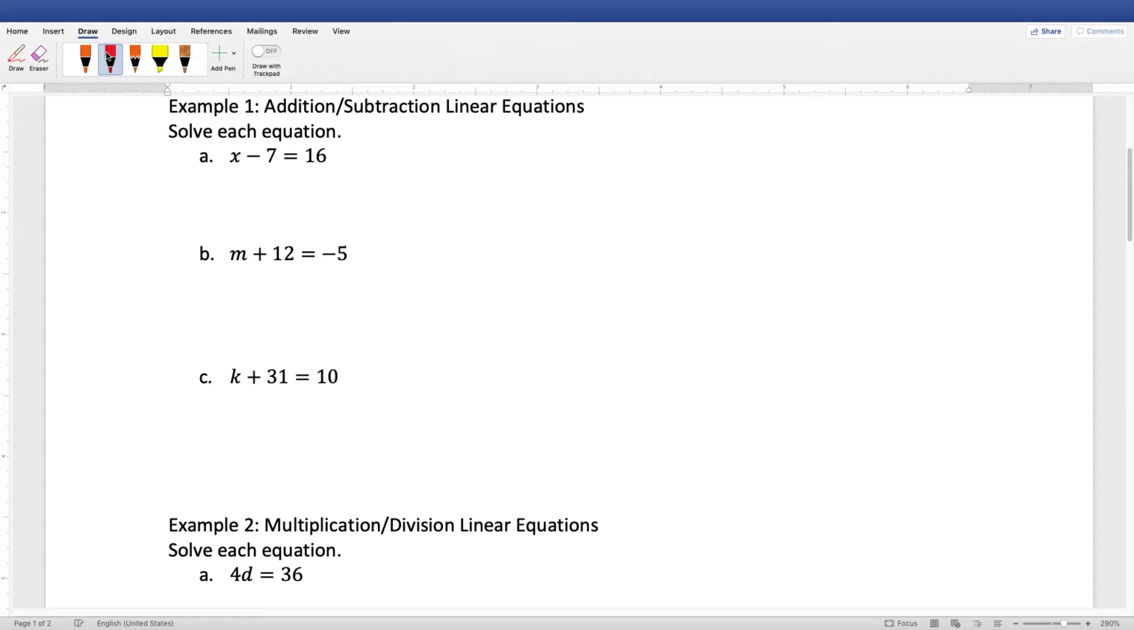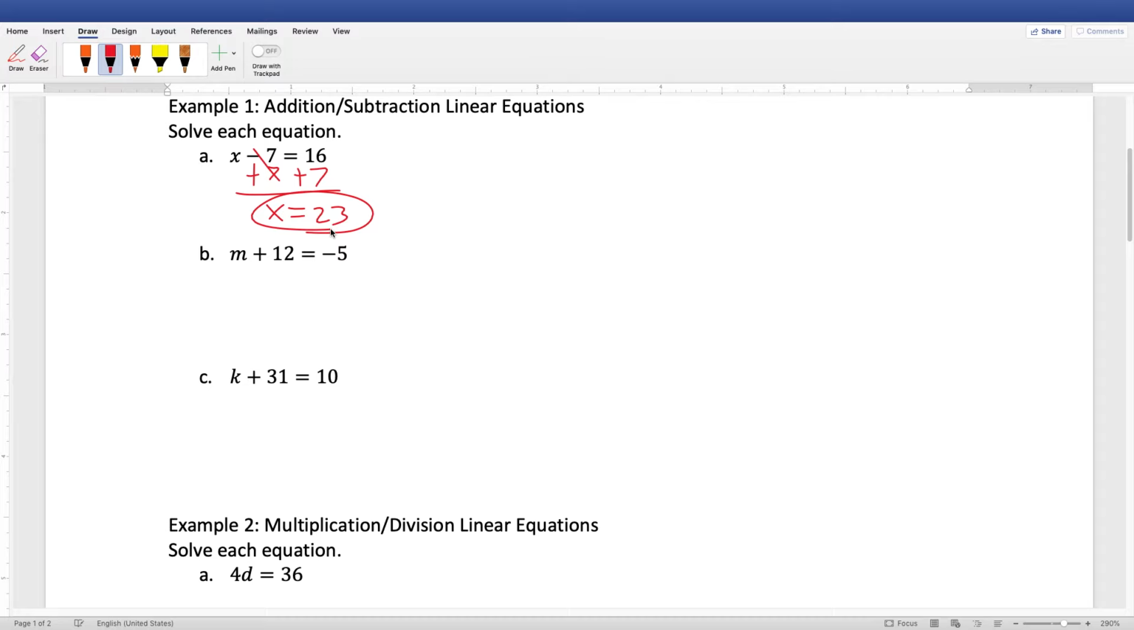So I have x minus 7 is equal to 16. I want to isolate a variable. I want to make sure I get x by itself. So I need to move my 7 to the other side by adding 7. Whatever you do to the left side, you must also do to the right side. My 7s will cancel, and I get x is equal to 23.